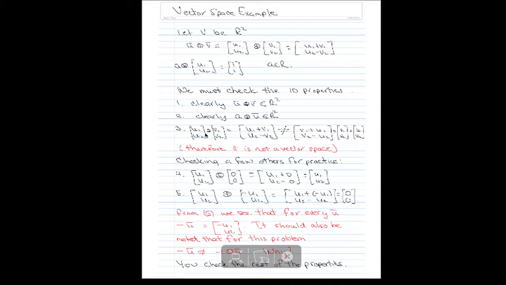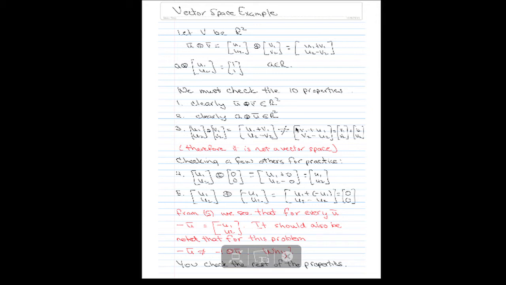So we want to check u plus v, which is equal to, from the definition above, the sum of the first components, u1 plus v1, and the difference of the second components, u2 minus v2. Notice that the first component in the subtraction of the second component comes from the first vector, so it is u2 minus v2. If we look over here, v plus u, we'll get the sum of the first components, v1 plus u1, and then we get the difference v2 minus u2, because that is the order that we're supposed to subtract them when adding them.